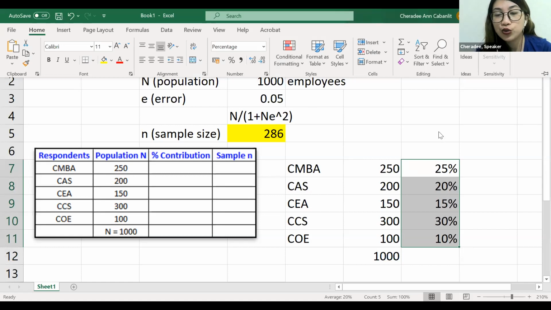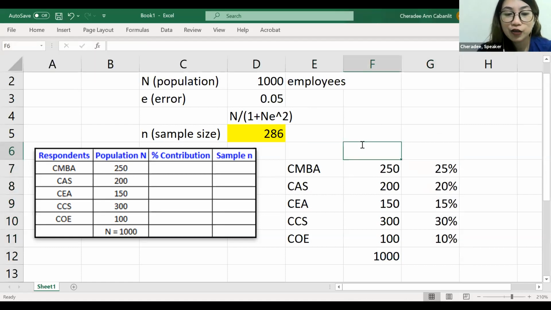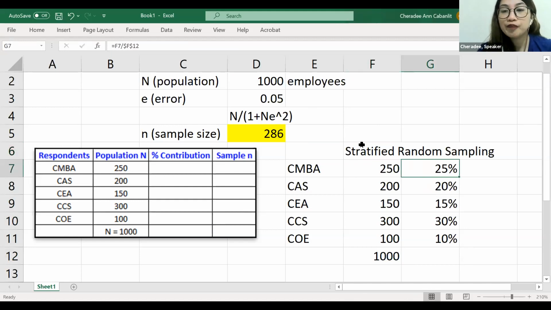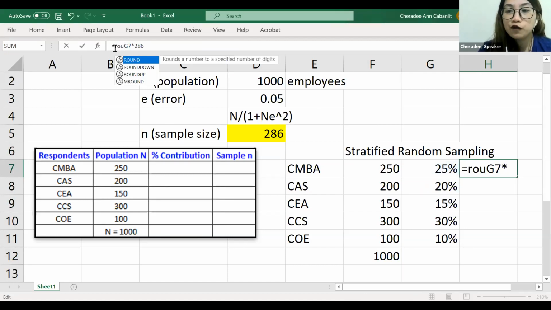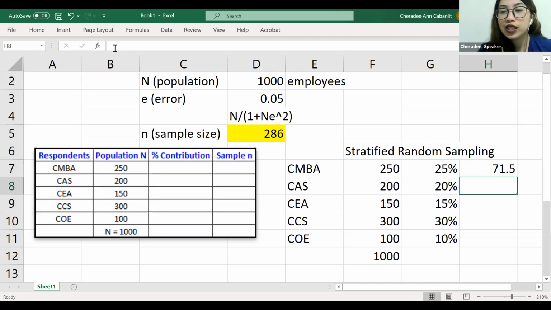Okay, so that's how you do it. This is stratified random sampling. And this is actually what is being used by most. Then since your sample size from your n is 286, you just have to multiply that by 286. So times 286, okay? And then maybe you can round it up, or you can maneuver it so that your goal is to reach 286.